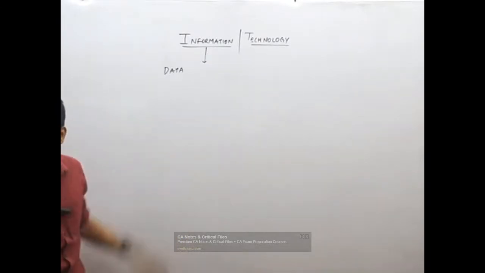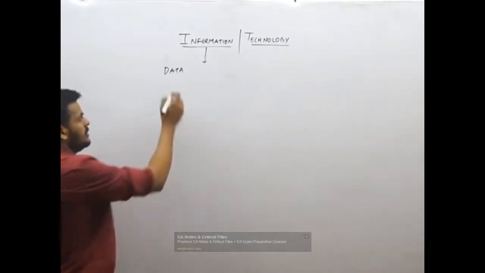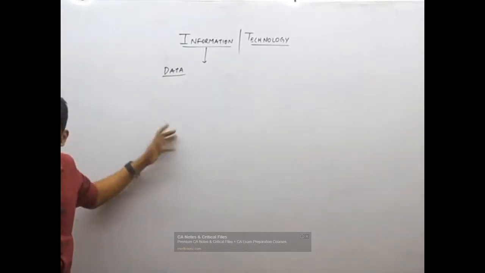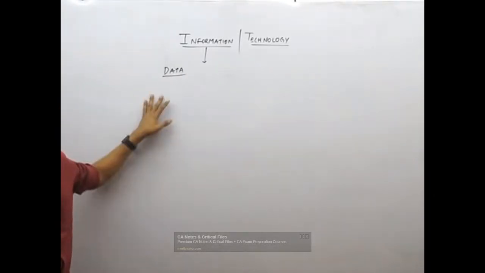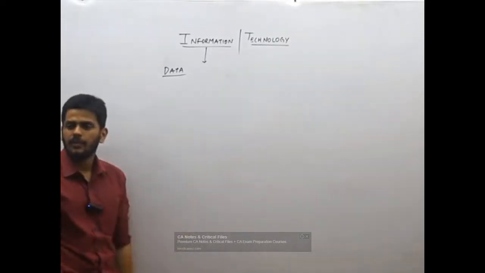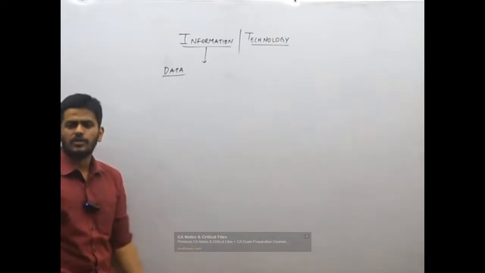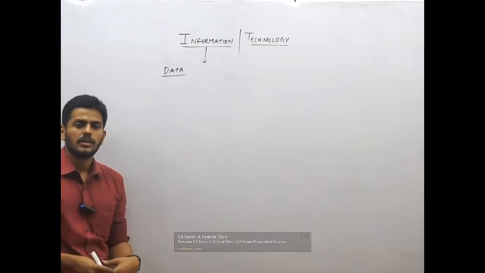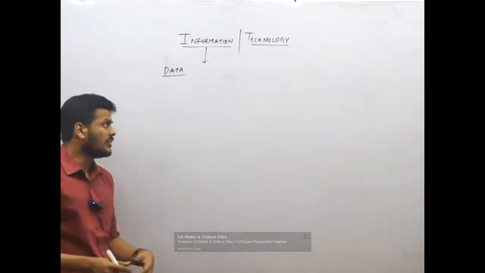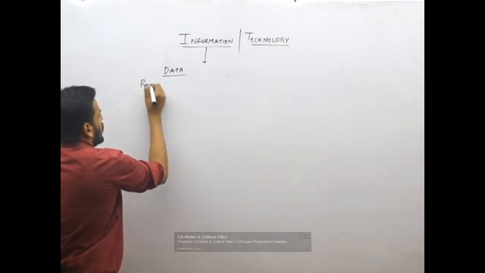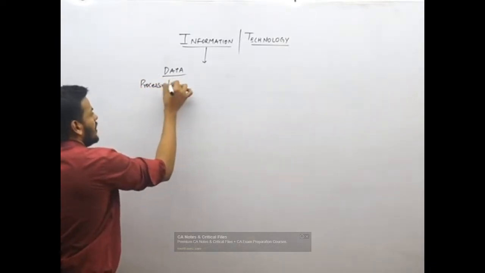Somebody said it is data. It is not definitely only data, because then what is the difference between data and information? Both are the same? No. Data is something else, information is something else. What else comes to your mind? Message. It's some kind of a message, some kind of an opinion, some kind of a thought. Then? Processed data. Okay, somebody says processed data.